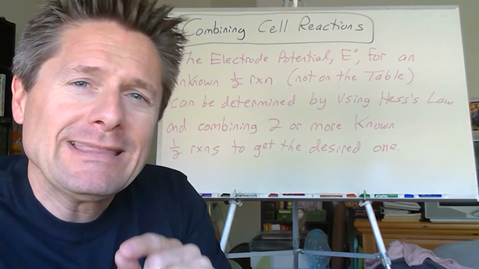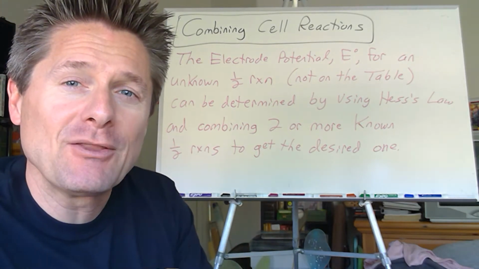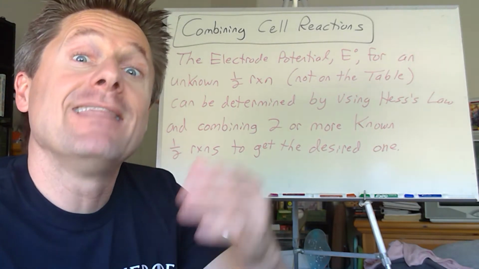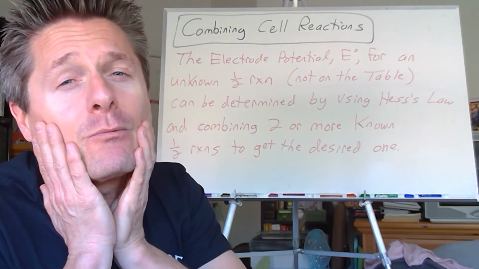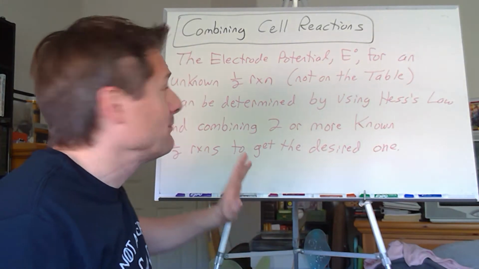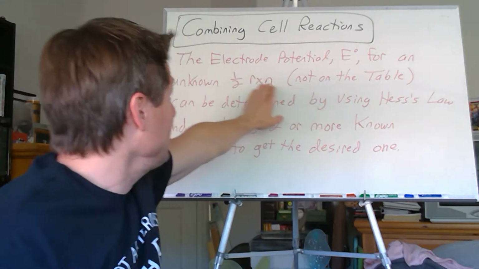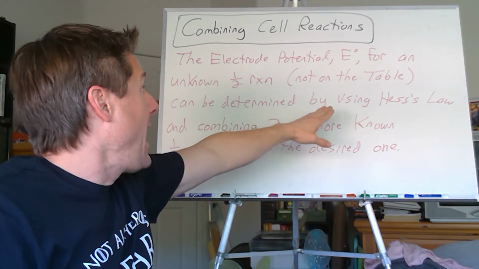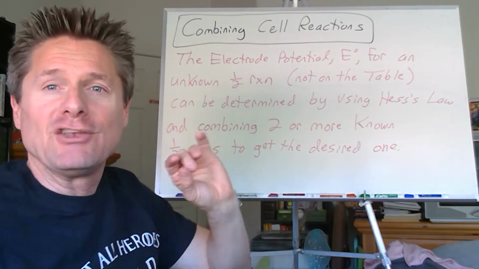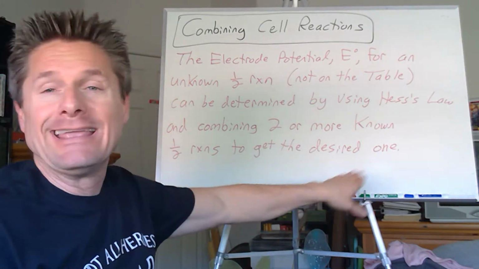The problem with this is the mathematical rules for adding equations together are different in electrochemistry than in thermodynamics and equilibrium. Why can't they all just be the same rules? Sorry, I didn't make the rules. So we can get the electrode potential for an unknown half reaction that's not on the table by using Hess's law to combine 2 or more, I won't make it more than 2, known reactions to get the desired one.